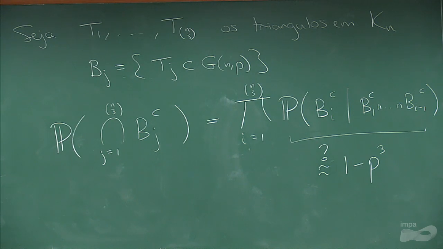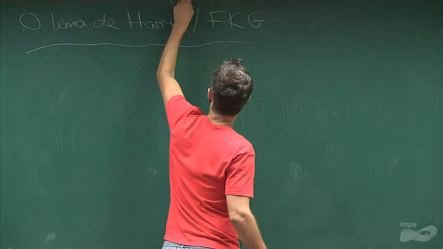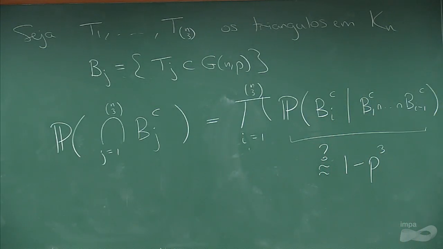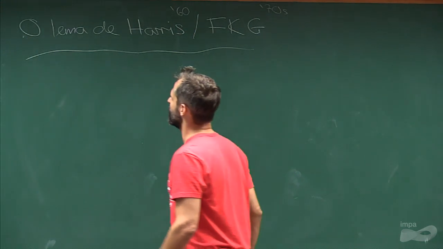Yeah. The logic was correct, whatever the answer was. So that's actually got a name. It's called Harris's lemma. And it's often, by people in percolation, called the FKG inequality. So Harris proved it in 1960, I think, and FK and G proved a generalization in the 70s, and people in percolation often use the generalization. But even when they use Harris's lemma, they call it FKG. So the correct thing is Harris's lemma. So what does it say?